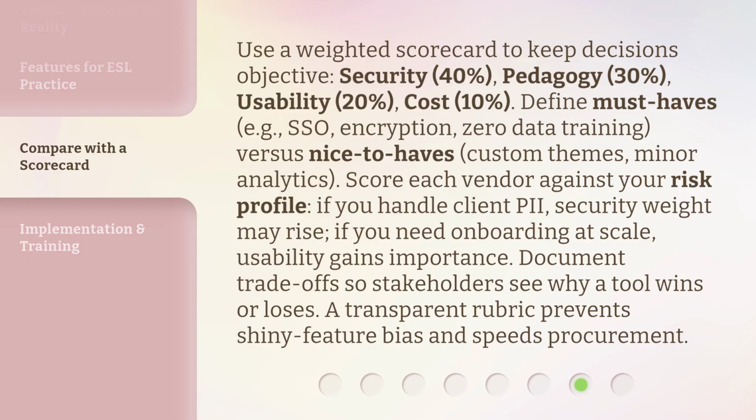Score each vendor against your risk profile. If you handle client PII, security weight may rise. If you need onboarding at scale, usability gains importance. Document trade-offs so stakeholders see why a tool wins or loses. A transparent rubric prevents shiny feature bias and speeds procurement.